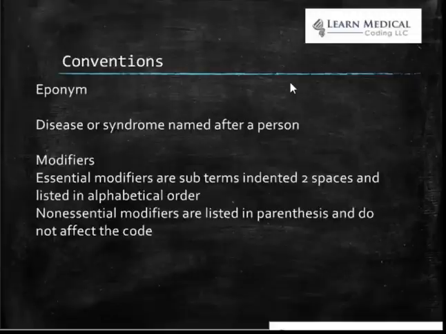Then you have essential modifiers, which are also known as subterms. When you look at your code book, your main term, and then like two spaces over, that's where you'll see your subterm. These are considered to be essential modifiers because in most cases, they do affect the code.